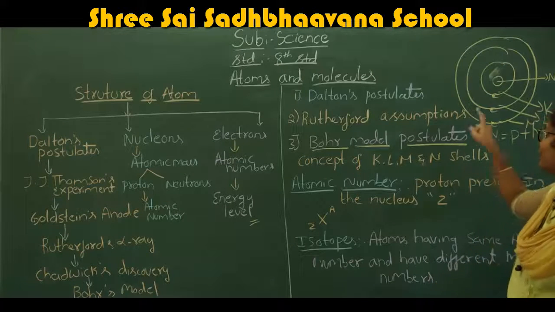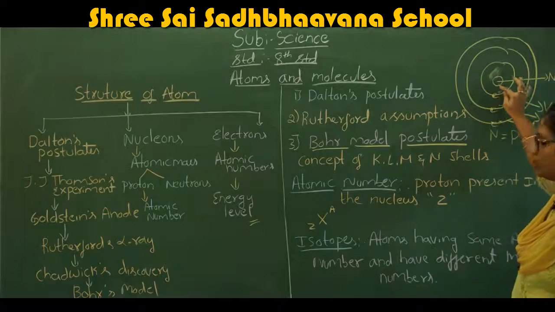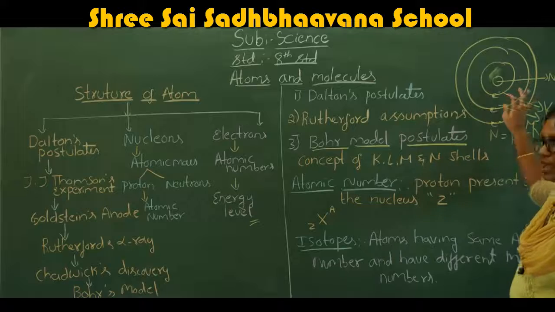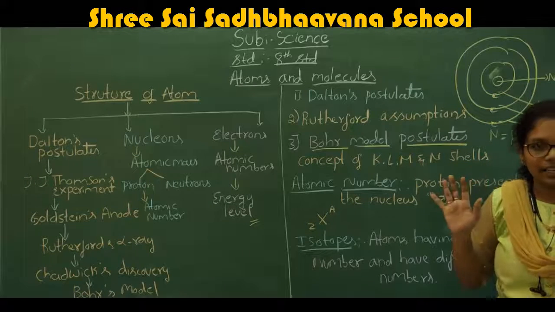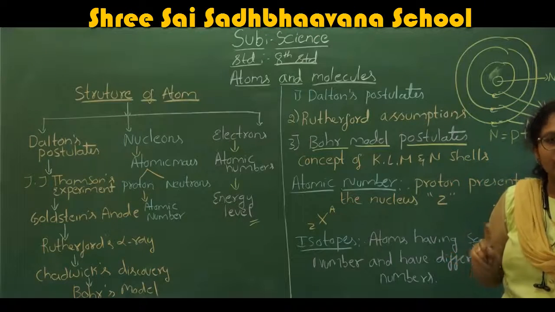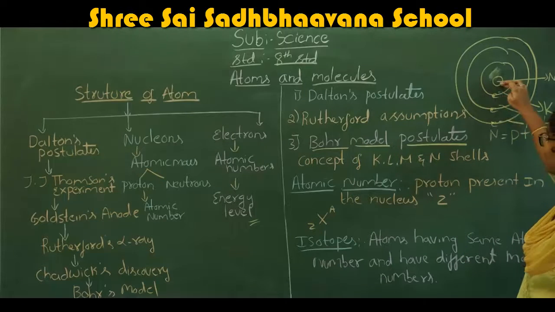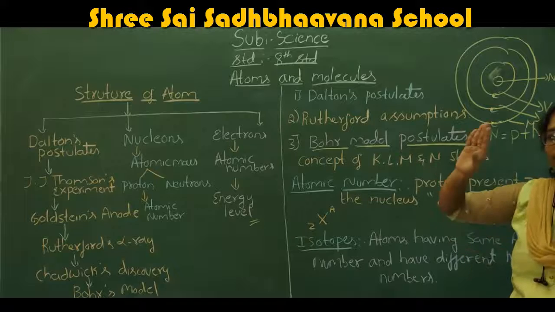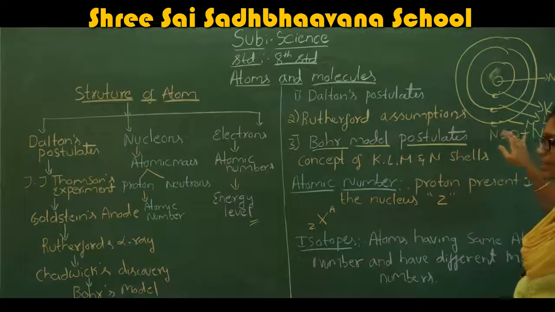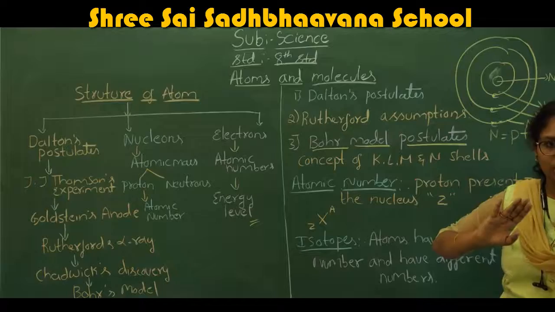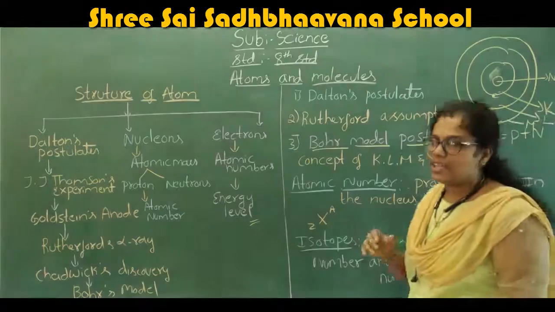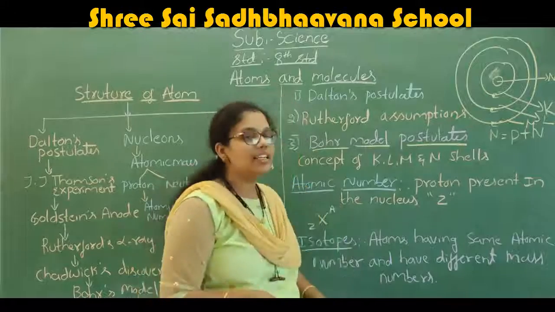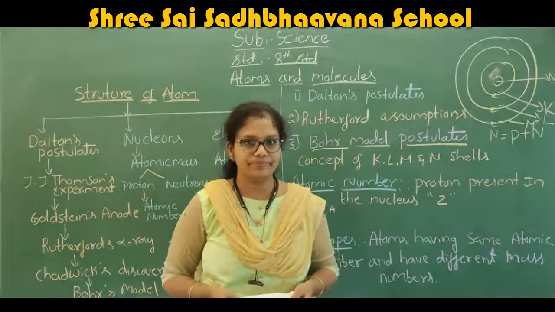That means if the electron is present near the nucleus, then it has the higher energy. When it is moved away from the nucleus to the second, third shell like this, it has less energy. This is the second important postulate of Bohr.